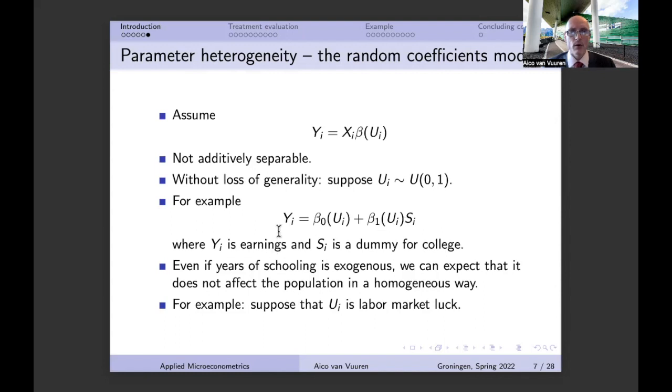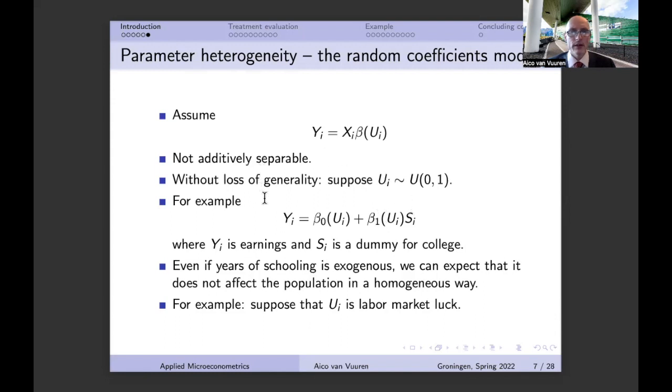So then our total model is going to be yi, log wages, at the left-hand side, and beta 0 ui at the right-hand side. This can be interpreted essentially as the constant, but you should also realize here that the constant actually depends on the outcome of the ui that we have over there. And in addition to that, we also have beta 1 ui times si.